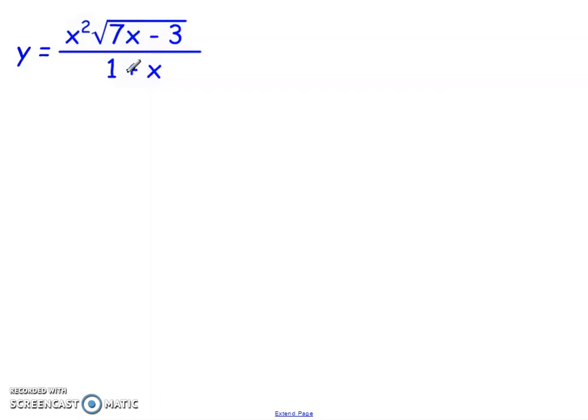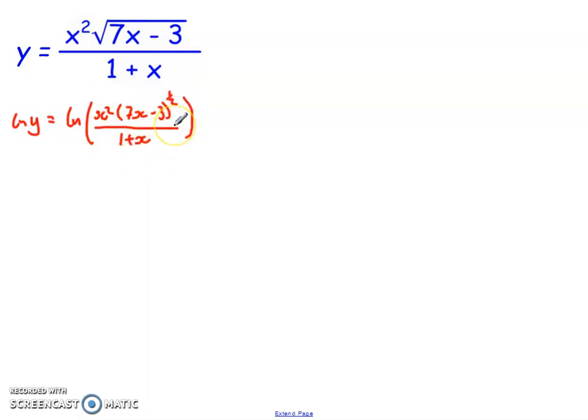So if I take the logarithms of both sides, i.e. ln of both sides, I can split it up using the rules of logarithms, and I can then make it easier for myself. So I'm going to start by taking ln y on the left, and that's equal to ln of x squared times the 7x minus 3 to the power of a half, because I'm going to write the square root as a power. Remember, when we're taking derivatives, having it written as powers helps us a lot more. All over 1 plus x.